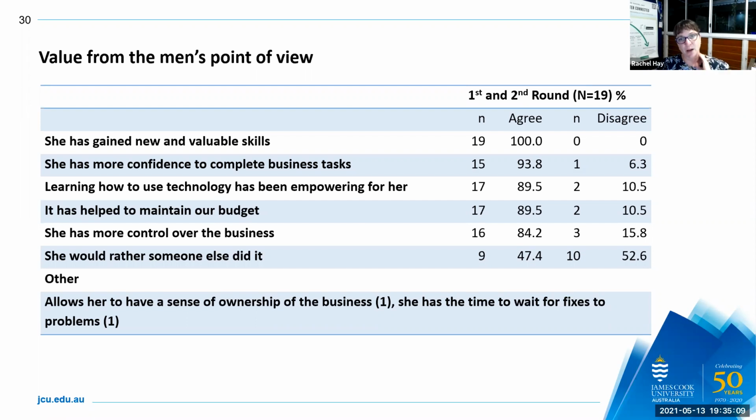Only like 47% in the first round said that they'd rather someone else do it, and 52%, still slightly more, said they still would rather someone else do it. So a couple of the quotes that came with that: by keeping up with technology, it allows us to make decisions on what technology will take up. It helps with joint decision making.